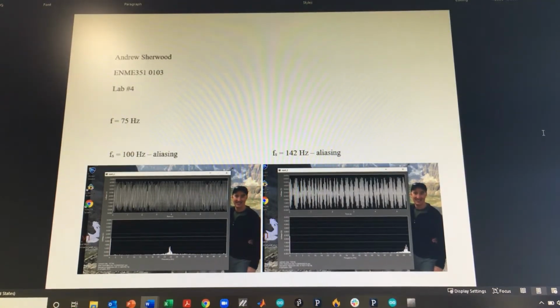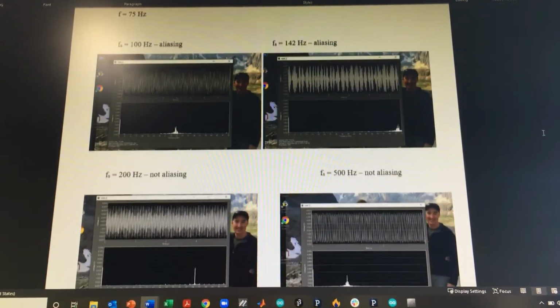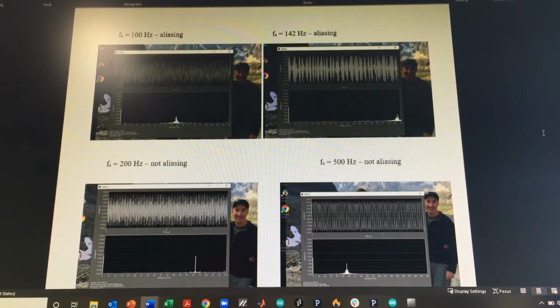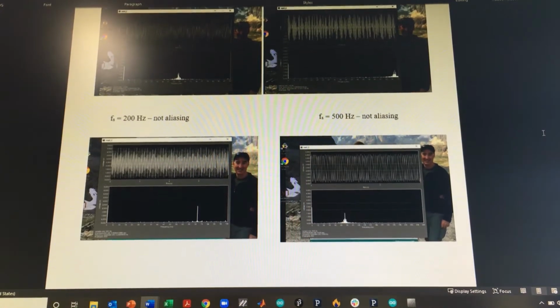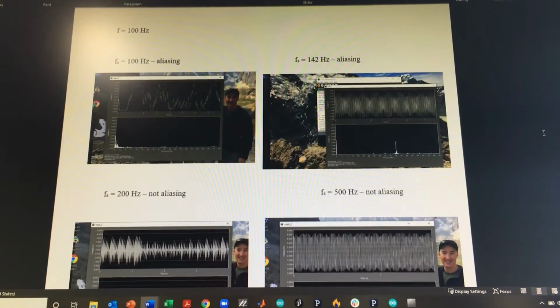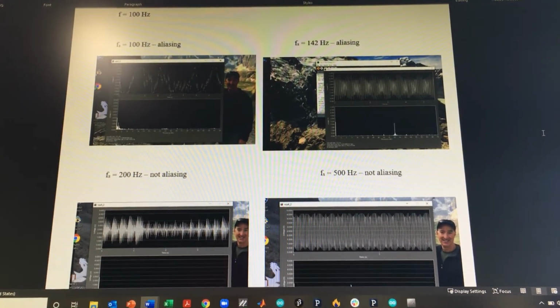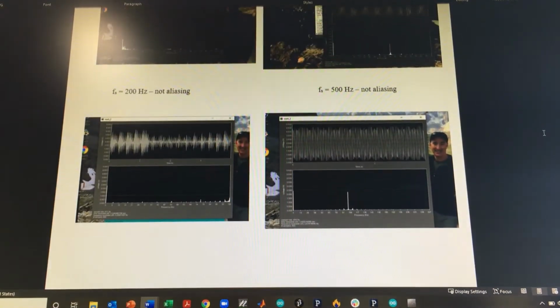Here are the screenshots from the VSA. At a signal of 75 Hz, the sampling frequencies of 100 Hz and 142 Hz are both aliasing, while the sampling frequencies of 200 Hz and 500 Hz are not aliasing. At a signal frequency of 100 Hz, again, 100 and 142 sampling frequencies are aliasing, 200 and 500 are not.